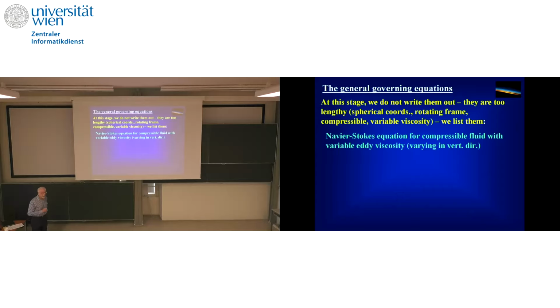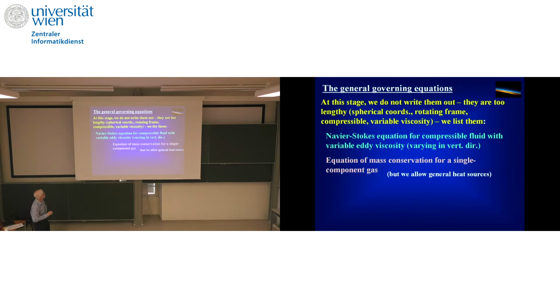We do have Navier-Stokes for a compressible fluid. I'm going to take a variable eddy viscosity, which is varying in the vertical direction. It's one of the overarching modeling simplifications that I'm going to impose. The scaling arguments indicate that variations in other directions are much weaker than that in the vertical direction.